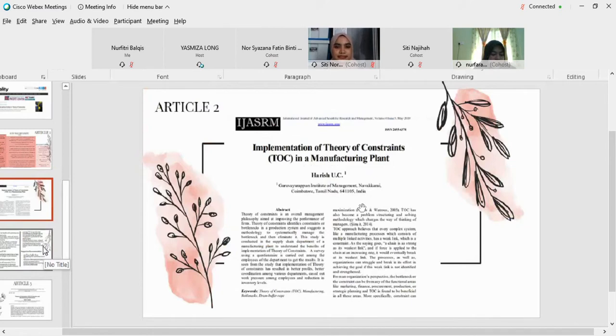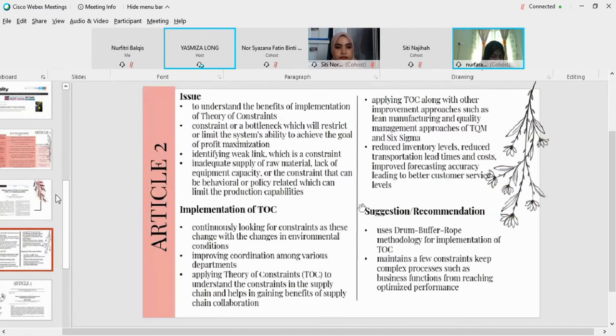We are going to present about Article 2, which is implementation of theory of constraint in a manufacturing plant. So this study is conducted in the supply chain department of a manufacturing plant to understand the benefit of implementation of theory of constraint. A survey using a questionnaire is carried out among the employees of the department to get the results. So the issue in this article is, the first one, to understand the benefit of constraint.